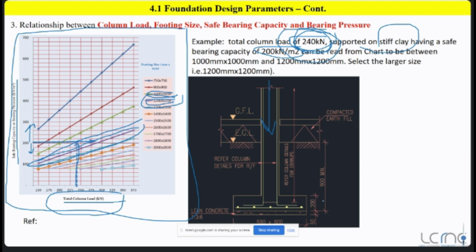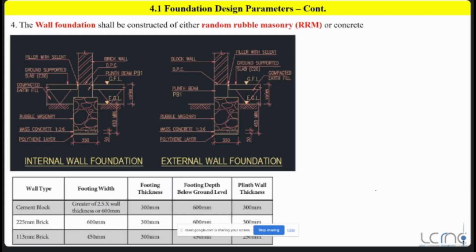This is for the column foundations. But for the wall foundation, what will we do? For the wall foundation, it's a different scenario.